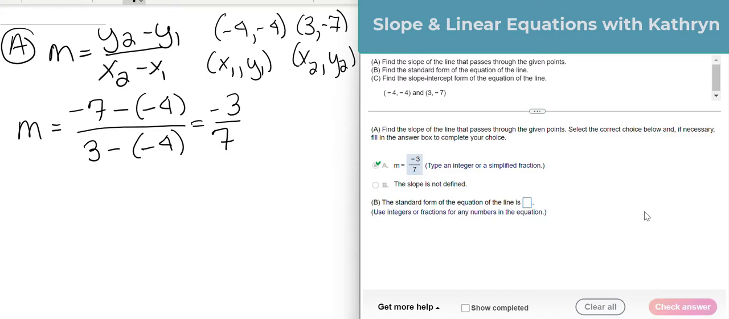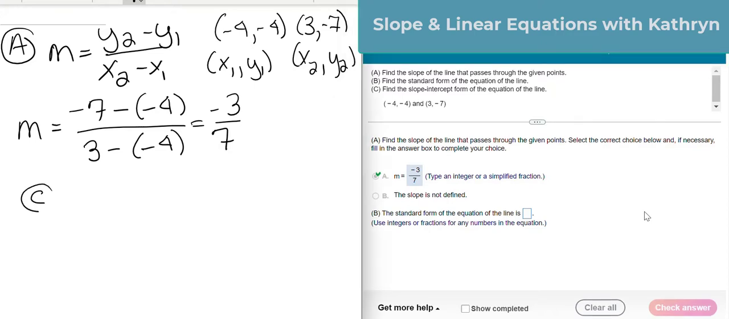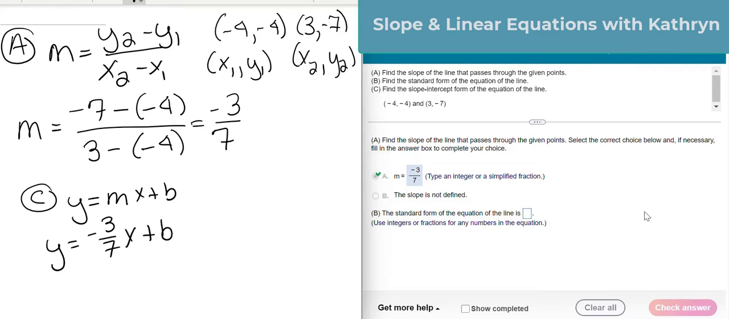Now the next thing they ask for is standard form, but I think it's much easier if we do slope-intercept form and then find standard form. And that's what we're going to do. We're going to find slope-intercept form next. So y equals mx plus b. We know the slope, so y equals negative 3/7 x plus b. It doesn't matter which ordered pair we use. Let's use the second one this time. I used the first one and the last one. And remember, this is x, y.